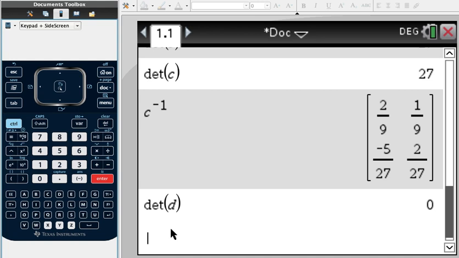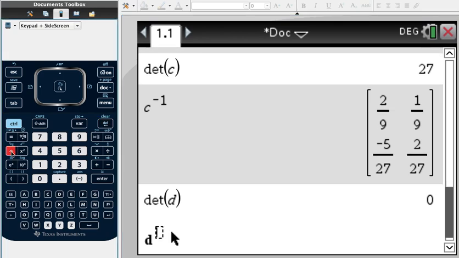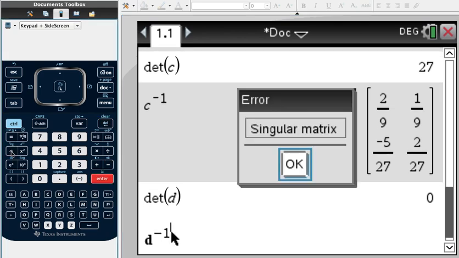Now, the interesting thing that happens here, if we try to find the inverse of D, let me remember myself where that is. Oopsies, sorry. Do the inverse of D. Notice that we get this error statement that says it's a singular matrix.